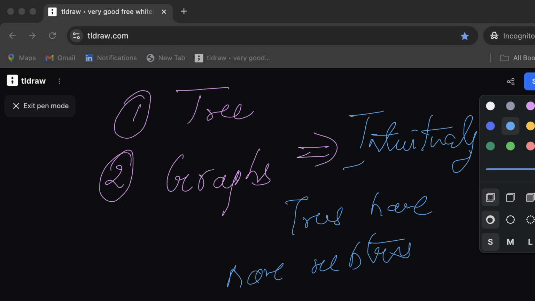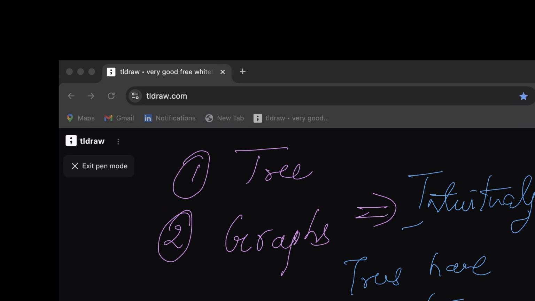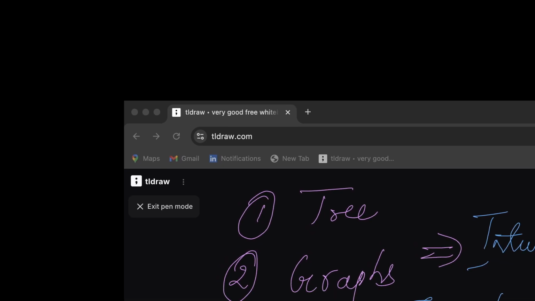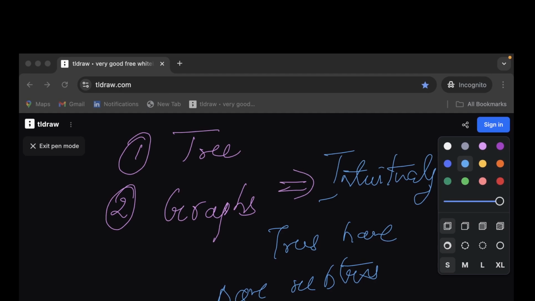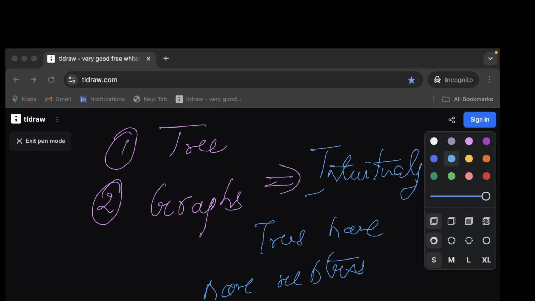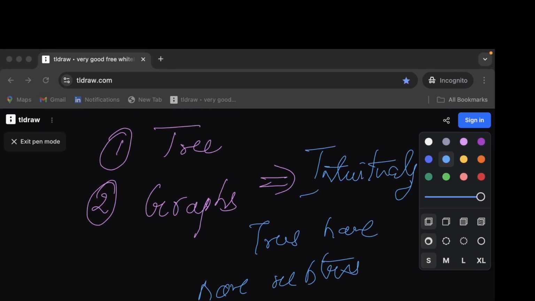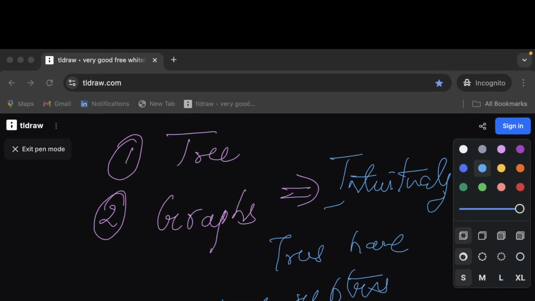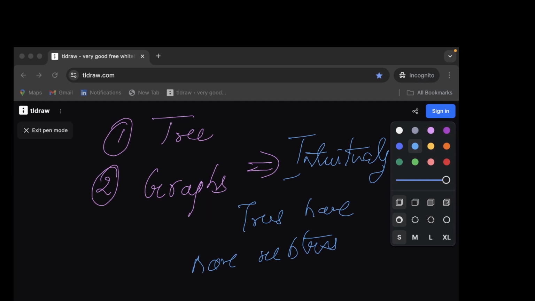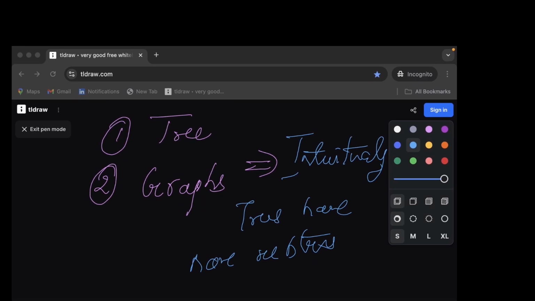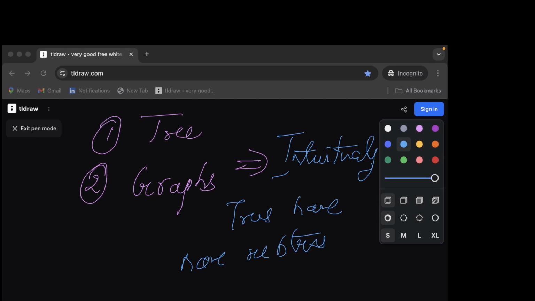Let me arrange the screen a little bit. I guess it's too big to fit in. Wait. Let's select this. Let's change the size. This sidebar is taking some space, right?